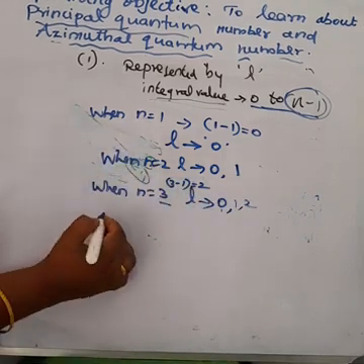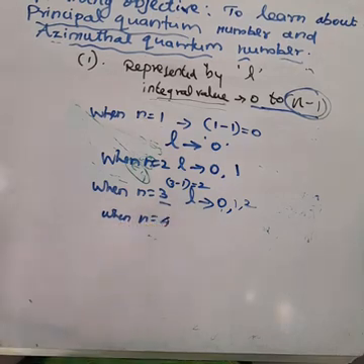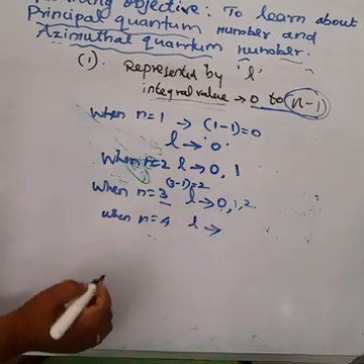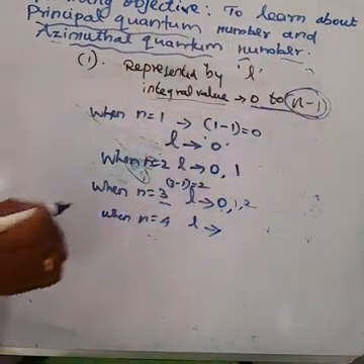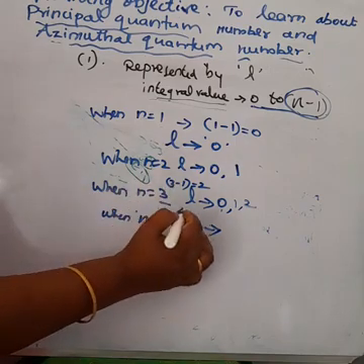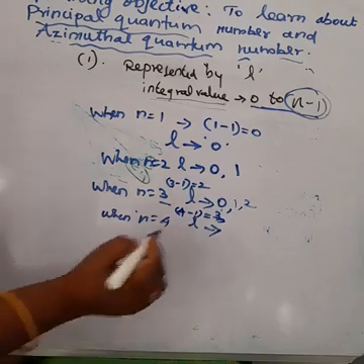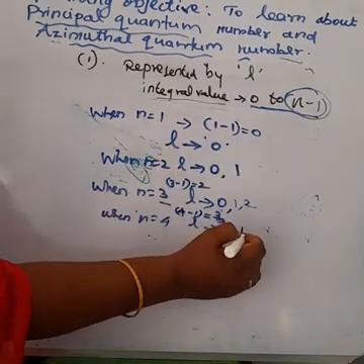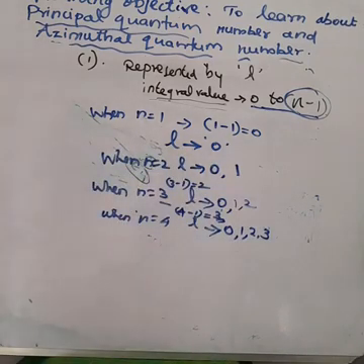And when n is equal to 4, what is the integral value of L? The integral value starts from 0 to n minus 1. Here n is equal to 4, so 4 minus 1 is equal to 3. So the integral values of L are 0, 1, 2, 3.